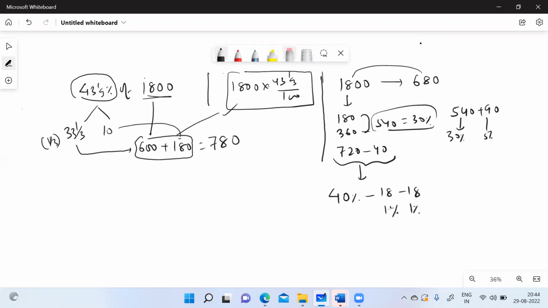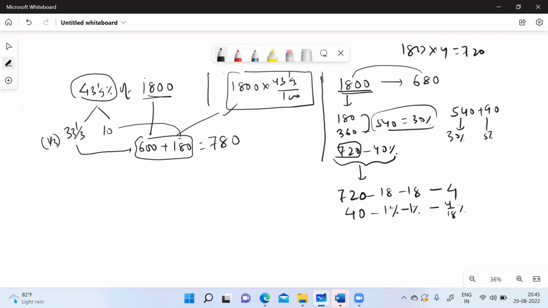Are you getting my point, everyone? What I'm doing here is trying to calculate the percentage value of 680 out of 1800. So I took the reference of 720, which is 40% of the number, which you can easily see since 180 is 10%, so if you multiply it by 4, you get 720. So what I did, I subtracted 18 and then 18, and then you have to subtract 4 more to get 680. So this is 40% minus 1% minus 1% minus 4 by 18%. So you just subtract these from 40 and you'll get the required percentage value.